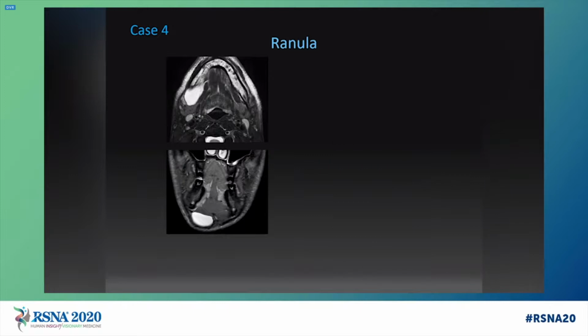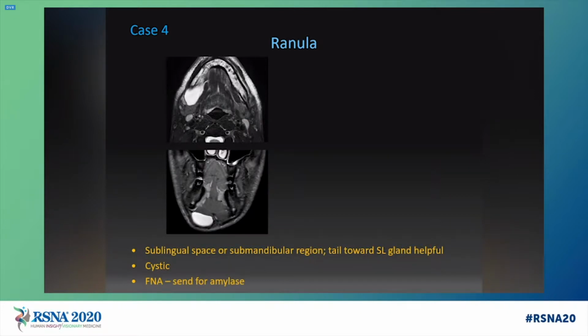Our index case is a ranula, so that is cystic, and the giveaway here in this case is that there is a tail that extends through the mylohyoid defect, which is known as the mylohyoid boutonniere. And that's trying to tell you where this lesion originally came from, which is the sublingual space. So the giveaway take-home points: sublingual space or submandibular region. If you see a tail going towards the sublingual gland, that's very helpful. It's trying to tell you where this came from.